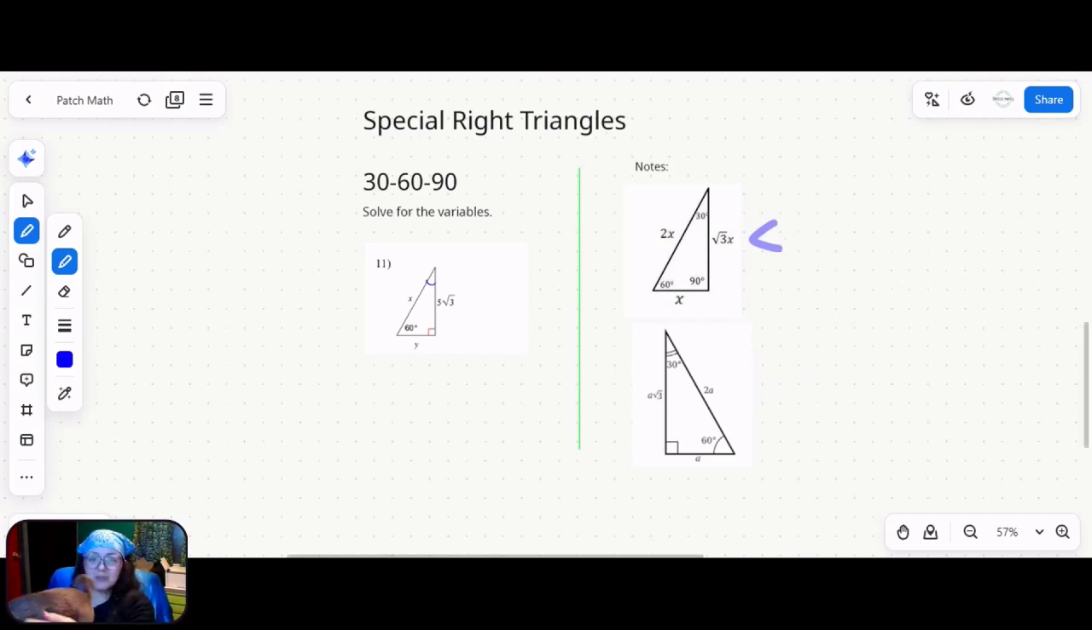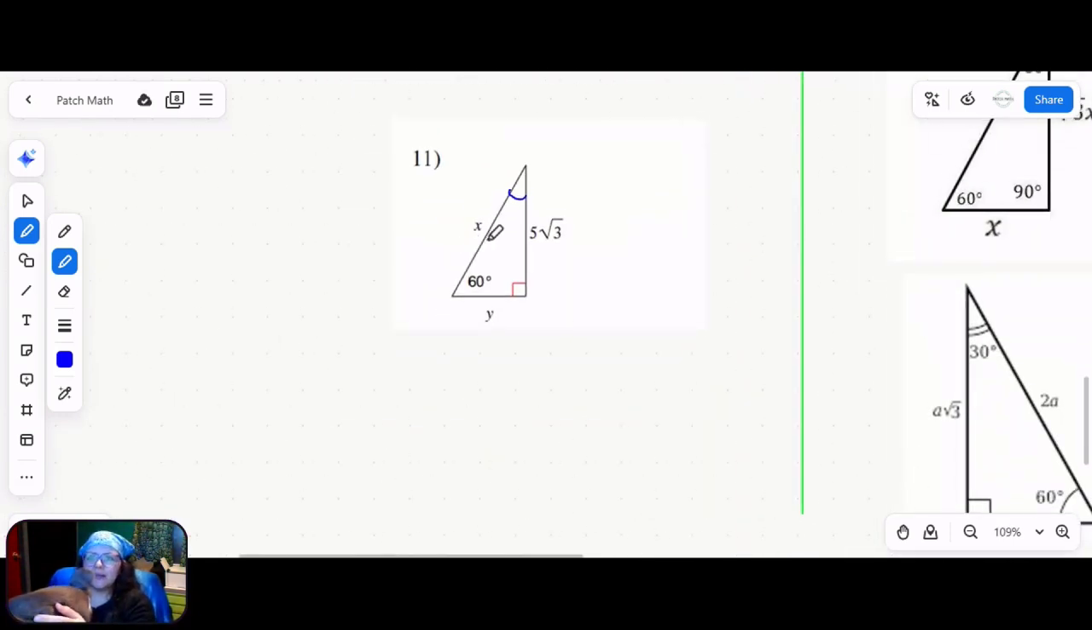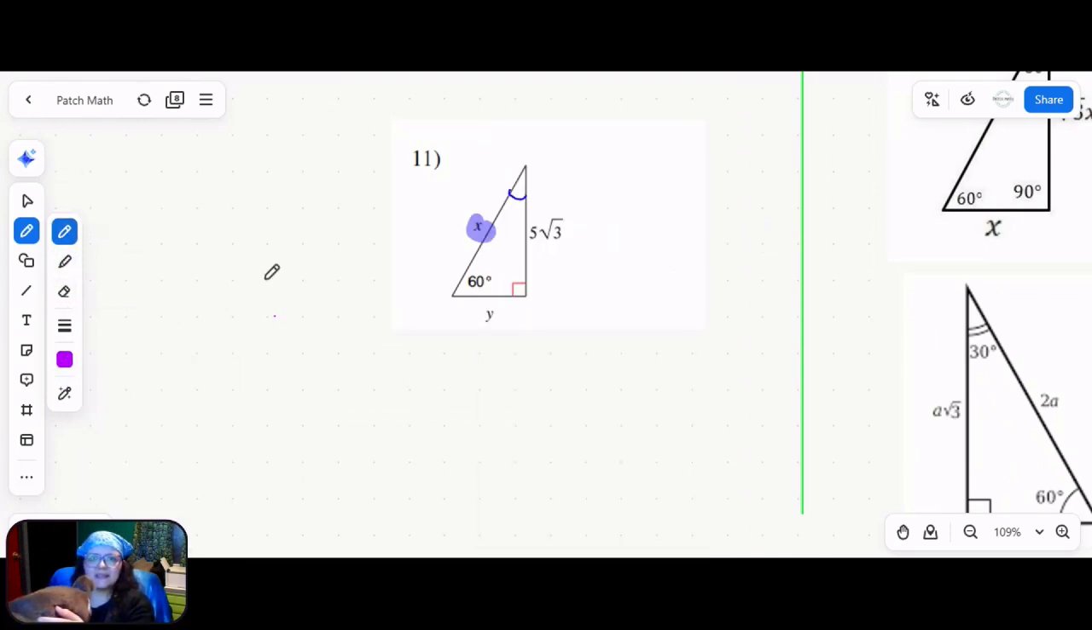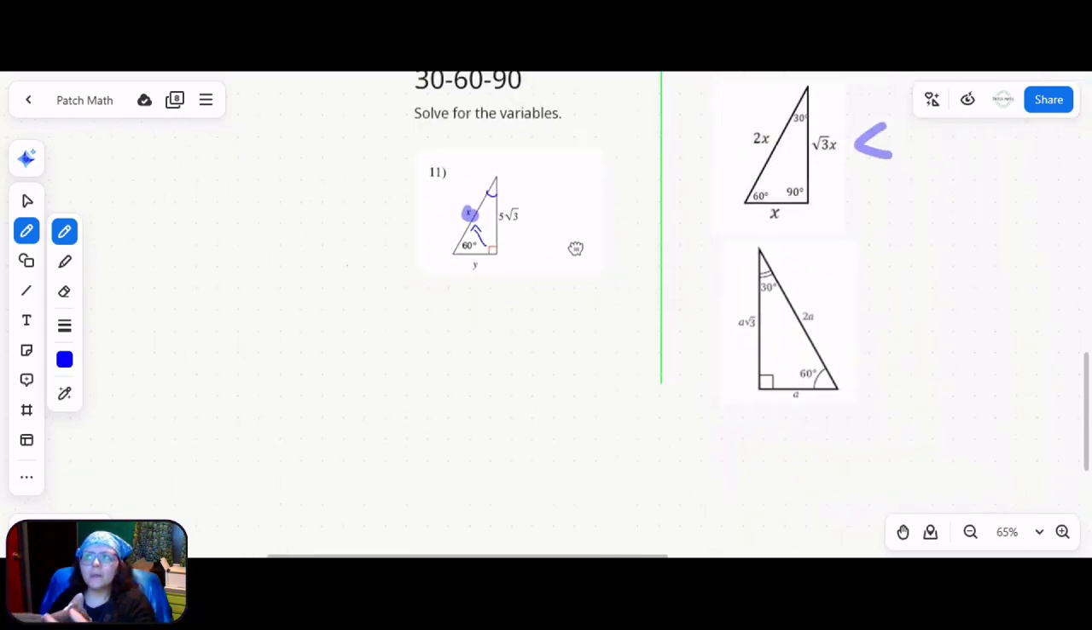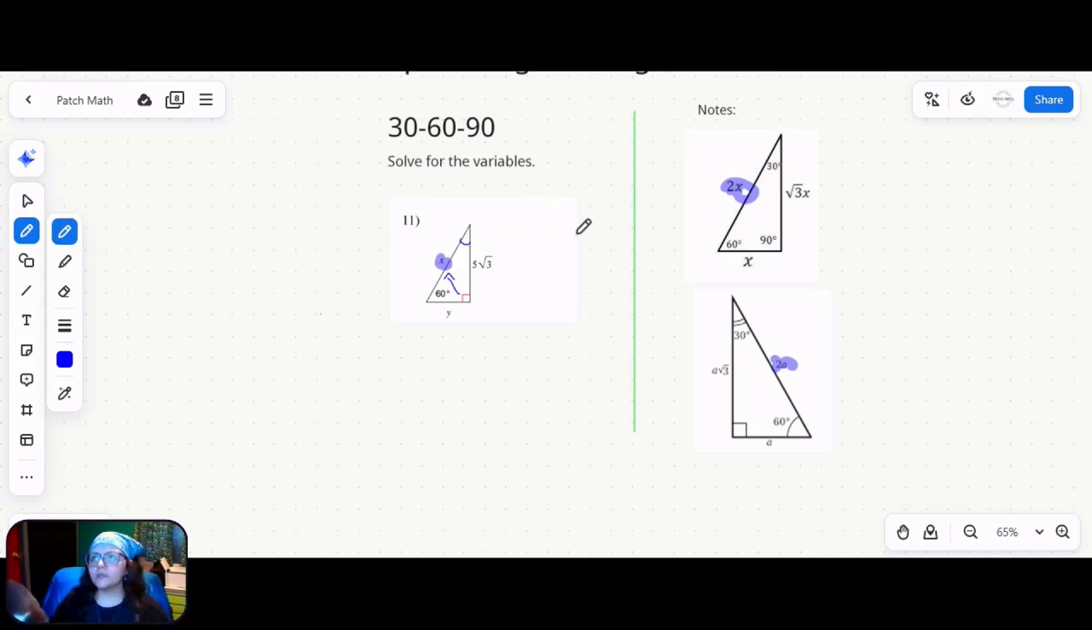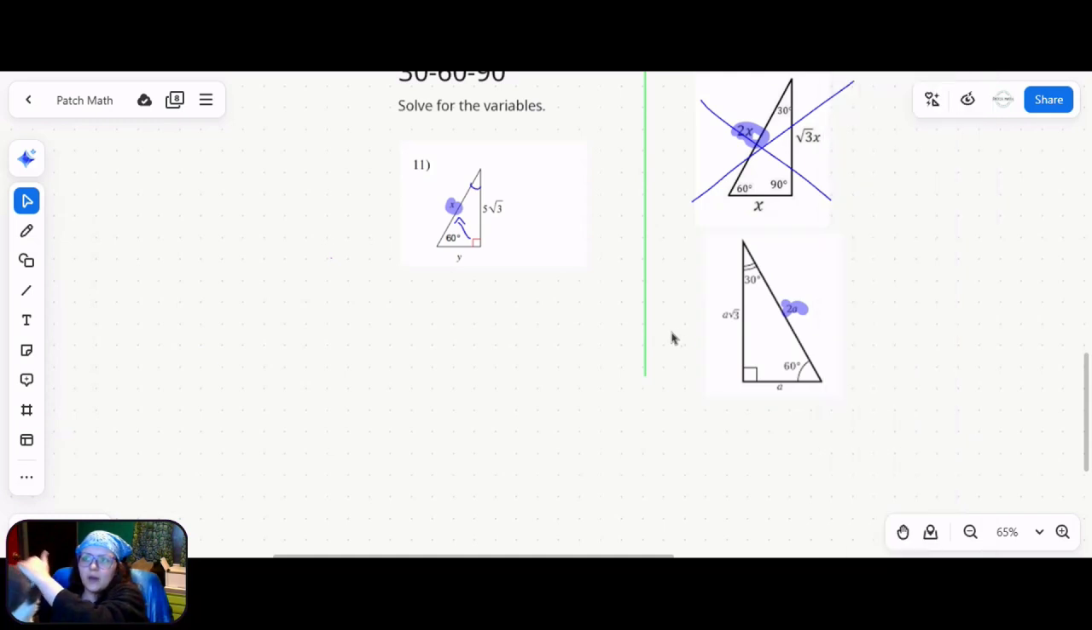In the problem given to us, they have already defined x. If you'll notice, because it is across from our largest angle, in this case our 90-degree angle, it is our hypotenuse. But in both of the given notes over here, the hypotenuse is defined as 2 times the variable. So if we set x equal to 2x there, that's inaccurate. We cannot do that. So in this case, we are going to want to use the second reference.